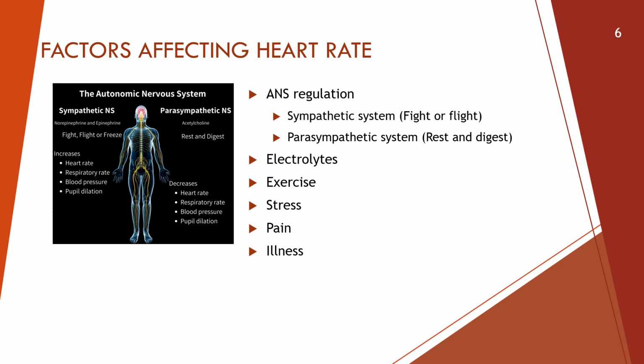Next, if the body's electrolytes are too low or too high, especially potassium, it may interfere with the electrical signals and lead to irregular heartbeats. Heart rate can also be influenced by exercise as the heart is pumping faster to meet the body's demand for oxygen. Same thing when the body is under emotional or physical stress, pain, and illness. So we're going to look at all these factors when we're assessing our patients.